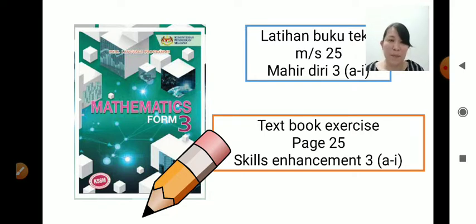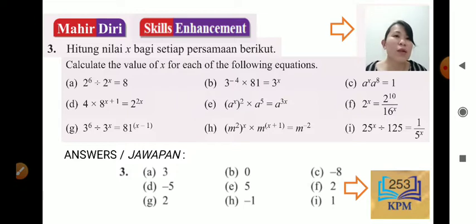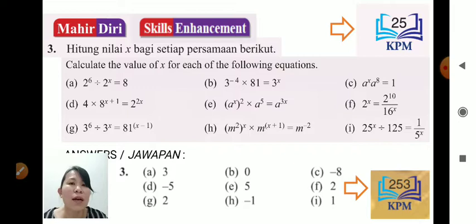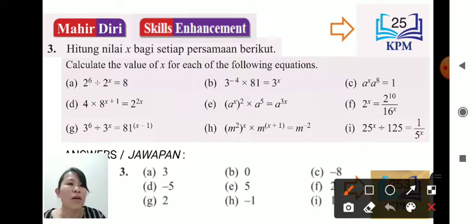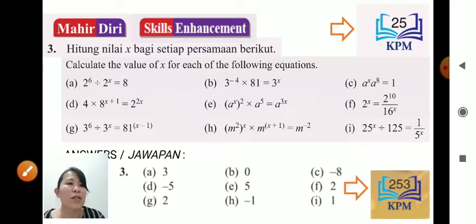Okay. So this is how it looks like in your textbook. This is in your textbook. I have to move my face around the screen. Okay, skill enhancement is in page 25. We also need to learn how to find the answer key. So the answer is on page 253. Okay, 253. So for mathematics, you can try, then make it a habit to try, then you can check your answer.